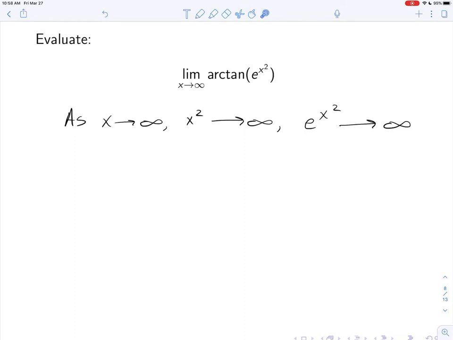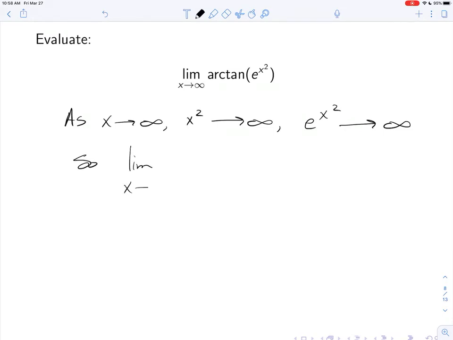And so now, when I look at arctangent, as the inside gets big, that's really the same thing as the limit as, let's say, t goes to infinity of arctangent of t. You're just studying what does arctangent do as its argument gets large. And hopefully you know that one. That's something you should just know.